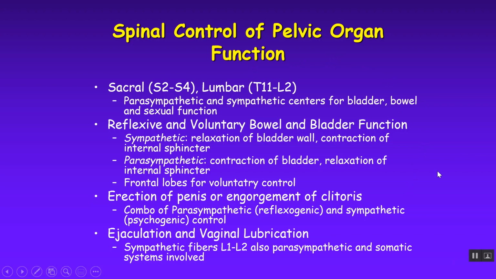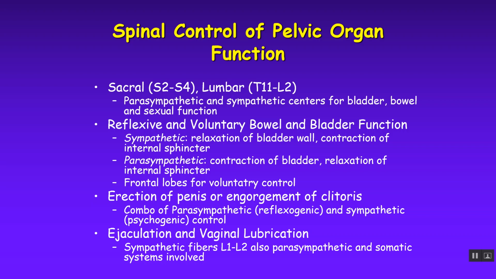All right, so we are still on some control of function at the spinal cord level itself. Talked about some motor control. Now we're talking about control of the autonomic nervous system, so those autonomic nervous system reflexes. Now let's talk a little bit about pelvic organ function. So we're talking about kind of bowel and bladder sexual function here.